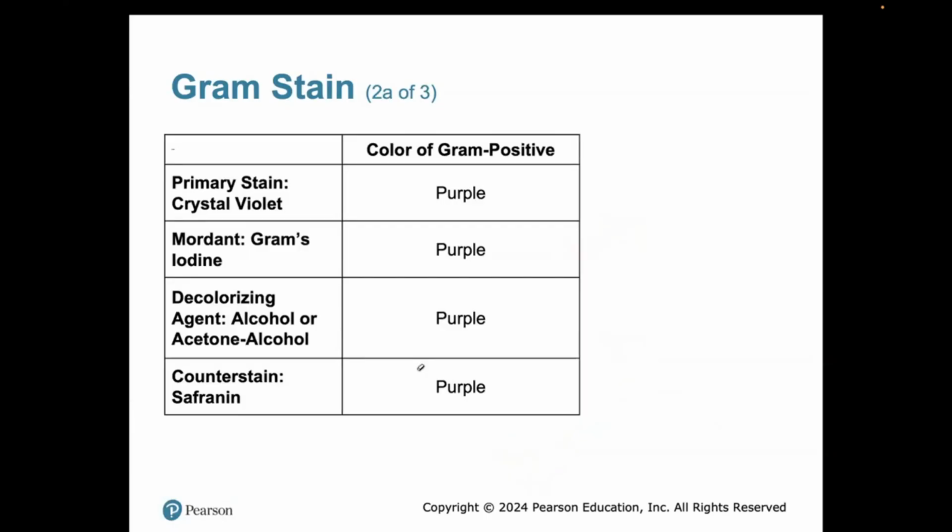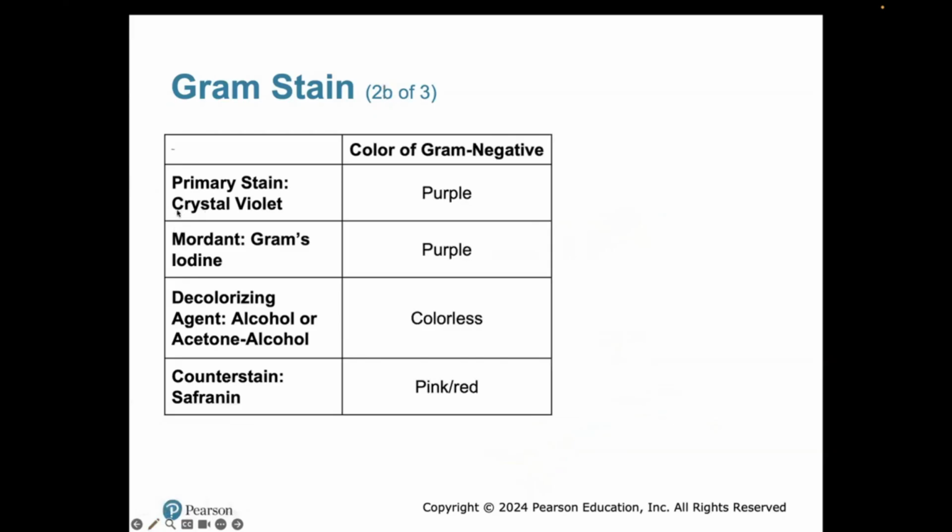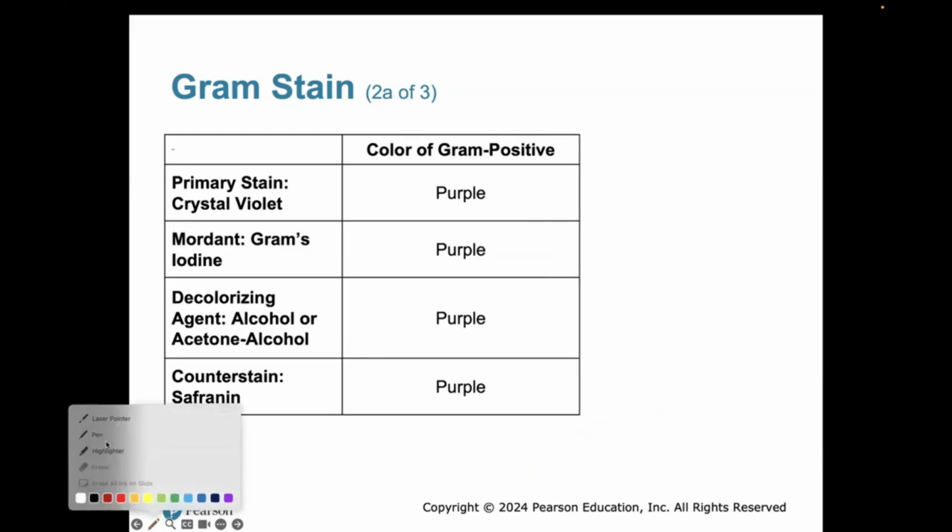Okay, so let's go through the steps. You'll see that we have some reagents that we're going to be using. In any type of differential staining protocol, we're going to have a primary stain. The primary stain is the first stain. In a gram stain protocol, the primary stain is crystal violet.